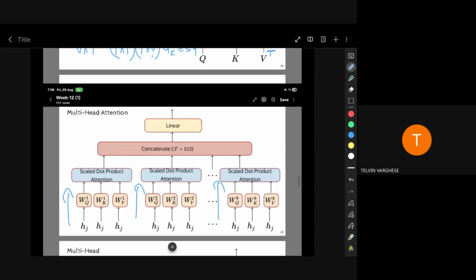Just remember that a linear layer is a layer without any activation. So some weights are there, and you just pass through that. Right? So that's what a multi-head attention is.